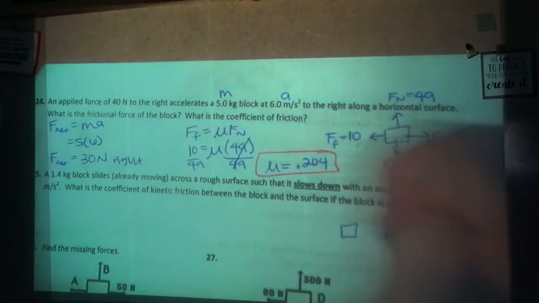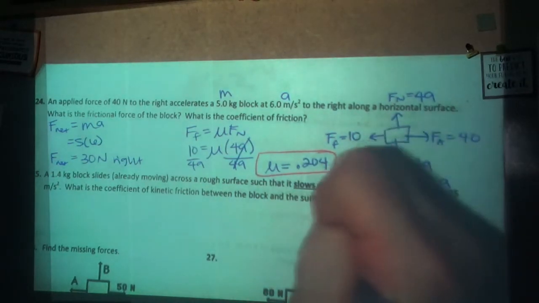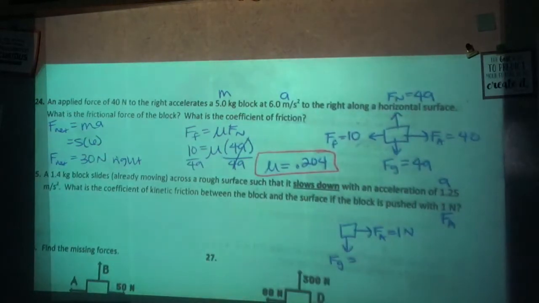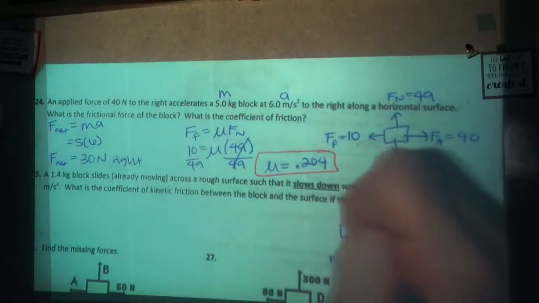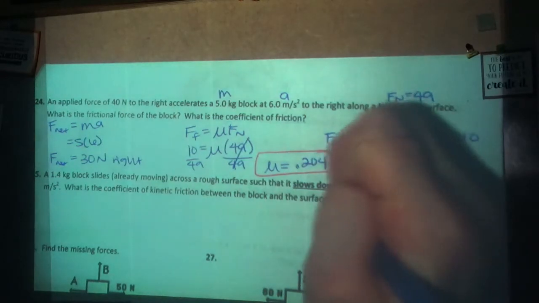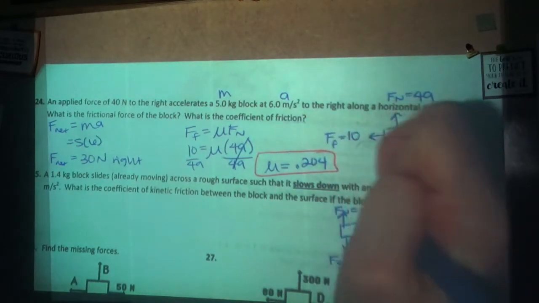So now you just draw your diagram. I have some applied force of 1 newton. Gravity is just mass times 9.8. So 1.4 times 9.8 gives me 13.72. And it's not falling down, so it must be held up with that same force, the normal force.